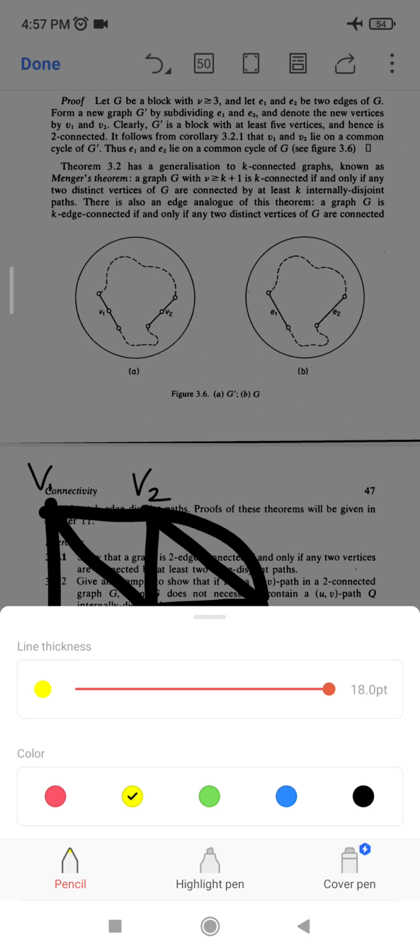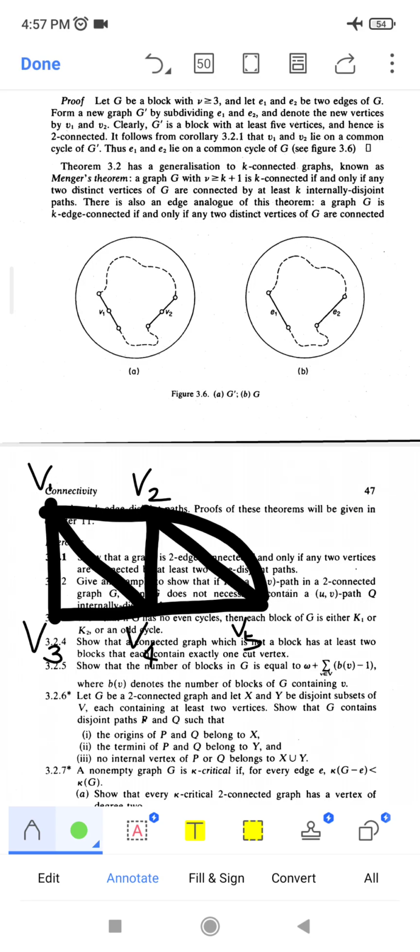I am taking two arbitrary distinct vertices, let's say v1 and v4. Here Menger's theorem says that we can find at least two internally disjoint paths, right? I can find a path like this, a path like this, a path like this. So between v1 and v4, I can find three distinct paths.